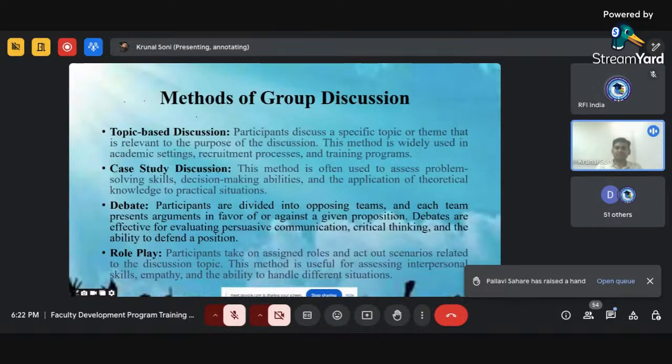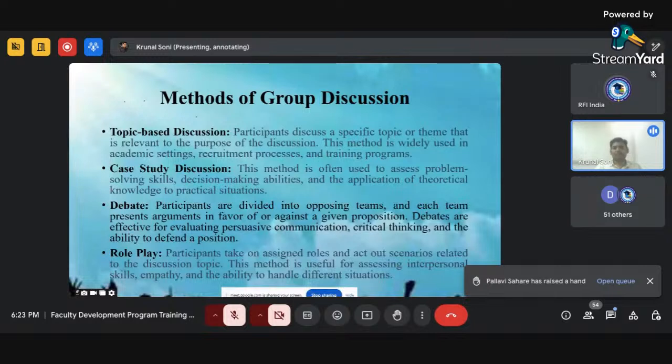Case study discussion: you give the case well in advance to the students and tell them to brainstorm in terms of problem solving and decision making abilities, and if some application-based learning is possible, then we should identify those areas of improvement. So that is the case study.